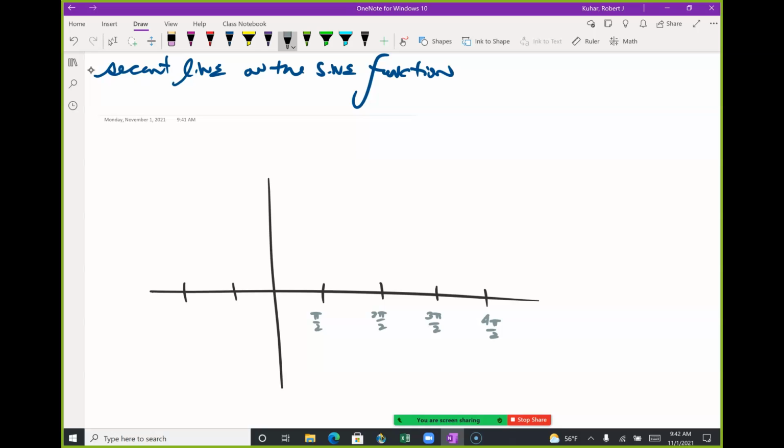You should be able to see it right away. How high does the sine function get? How low does it get? 1 and negative 1. Why is that? Math. Sine of theta is bound between 1 and negative 1. Why is that?